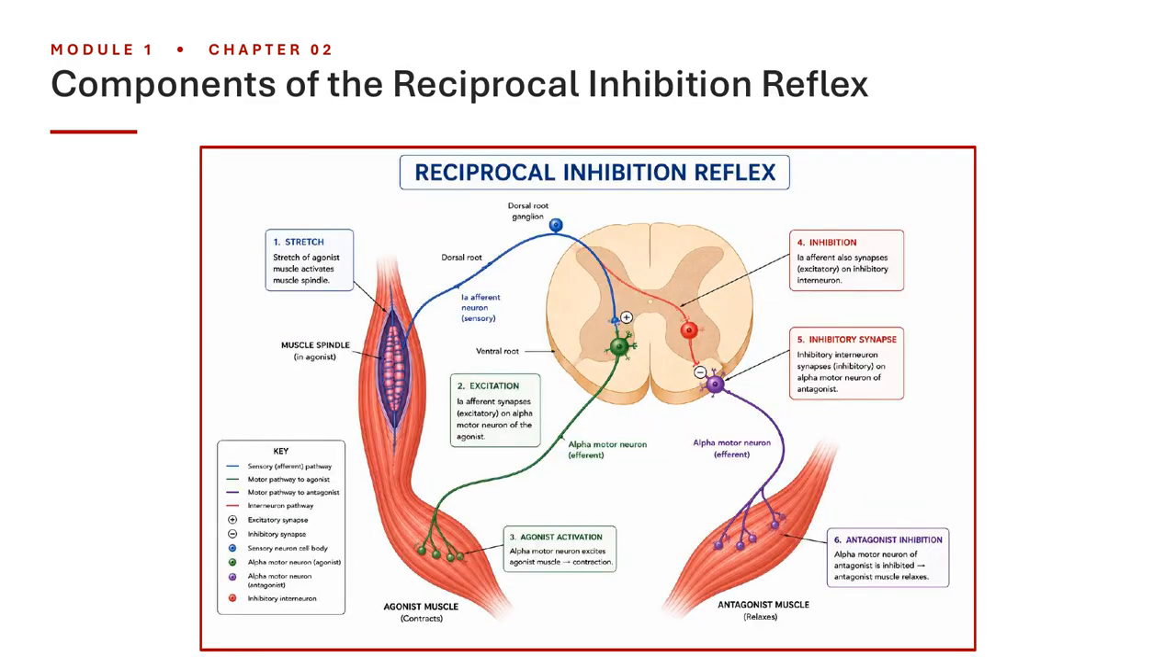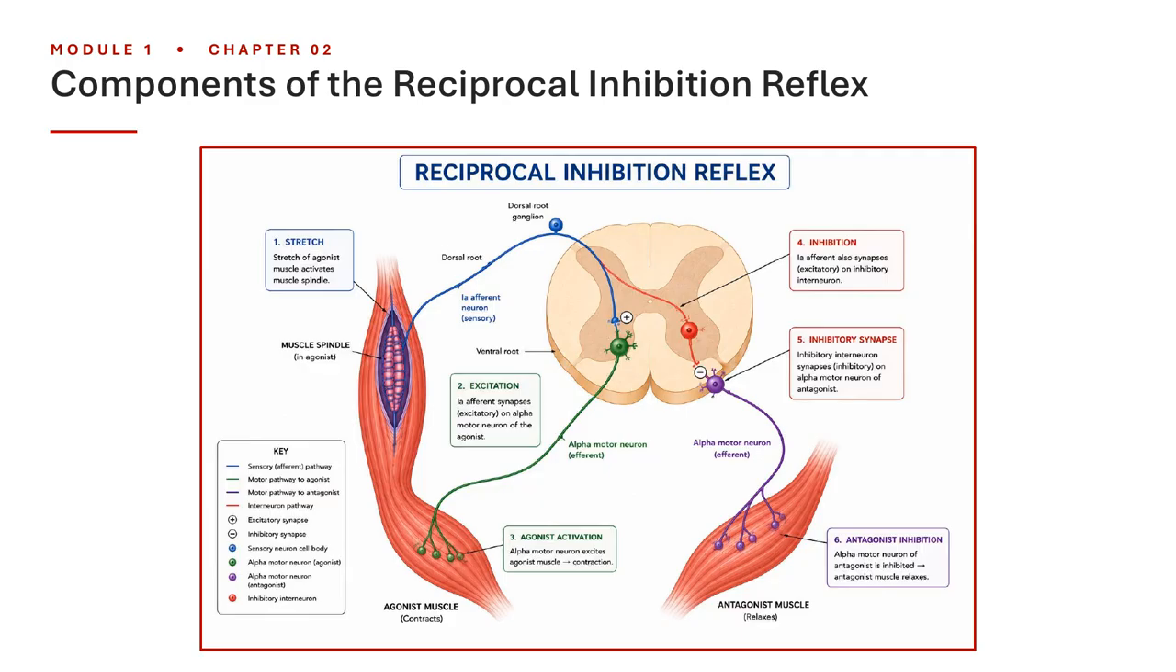Notice how this diagram builds on the previous one. The IA afferent still enters the dorsal horn. It still makes the direct excitatory synapse with the alpha motor neuron of the agonist muscle. That part is unchanged. What's been added is this. The same IA afferent also connects to an inhibitory interneuron. That interneuron reaches across to the alpha motor neuron of the antagonist muscle and inhibits it, simultaneously with the agonist being activated. Agonist contracts, antagonist relaxes at the same time from the same sensory signal.